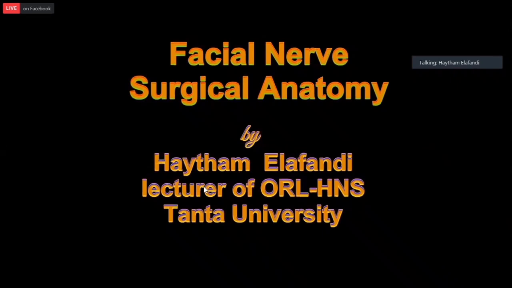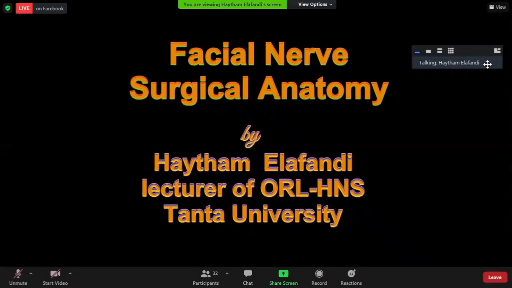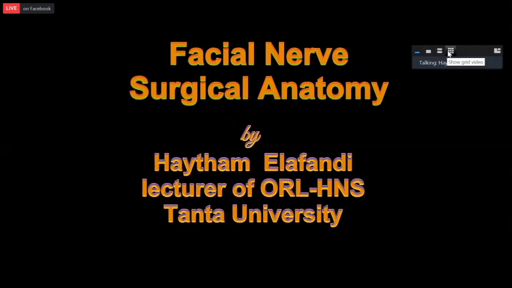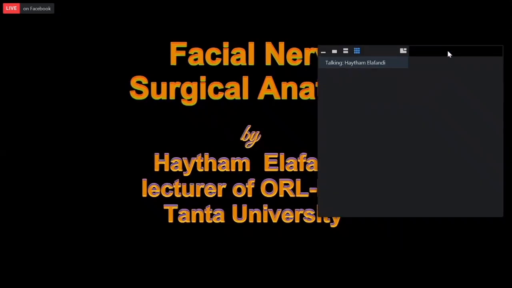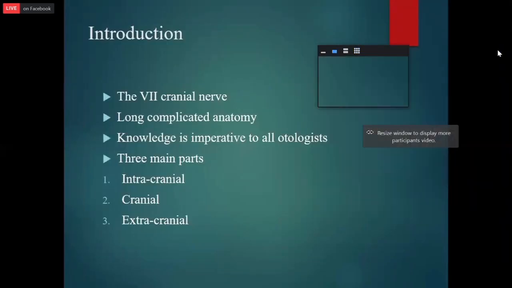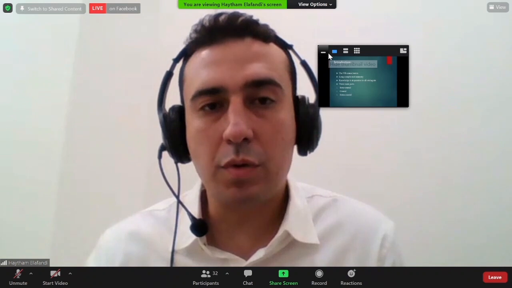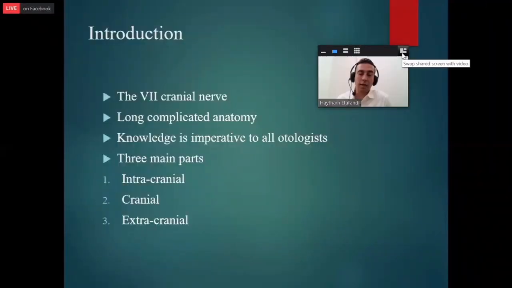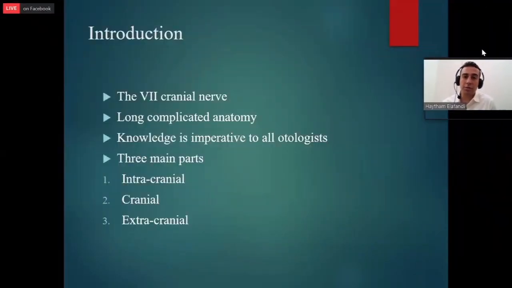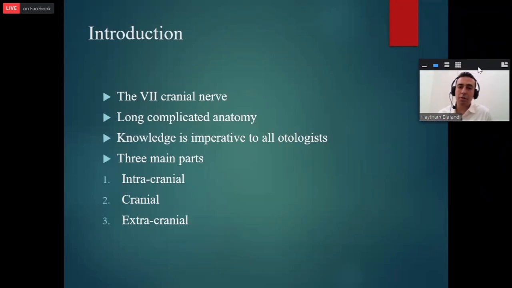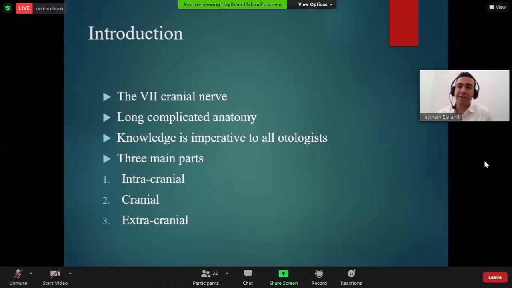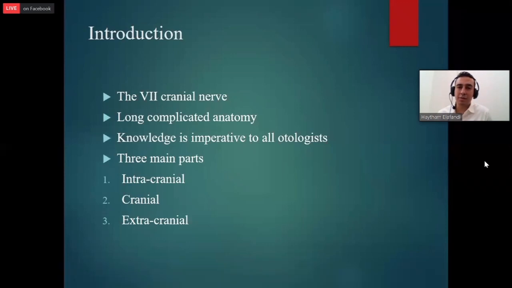We bring you today a hot topic, a very important topic for all otologists and for all ENT surgeons. It's the facial nerve surgical anatomy. We will talk about all aspects of the facial nerve, and we will begin with the facial nerve surgical anatomy. First of all, it is the seventh cranial nerve. As you all know, the anatomy is long and complicated, but knowledge of this is imperative to all otologists because it's very, very important during any otological surgery to identify all aspects of facial nerve anatomy.